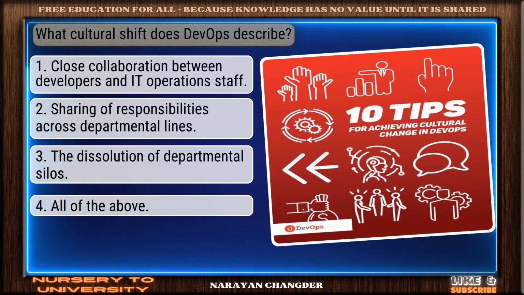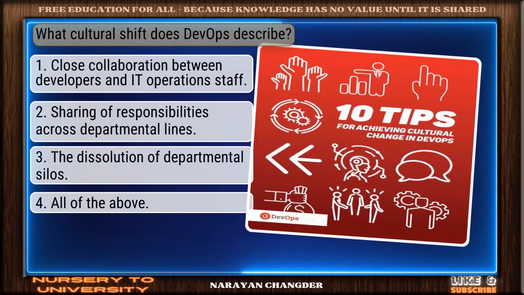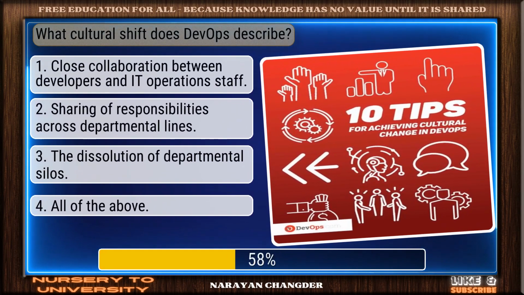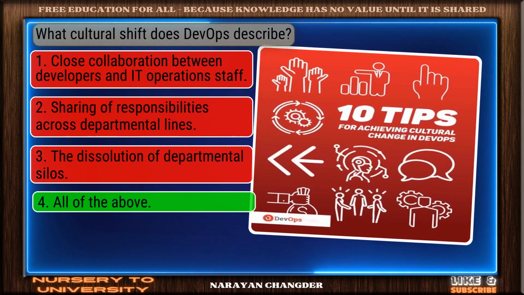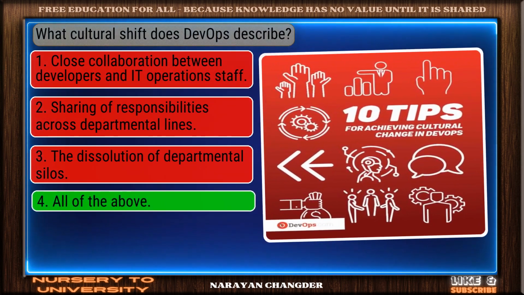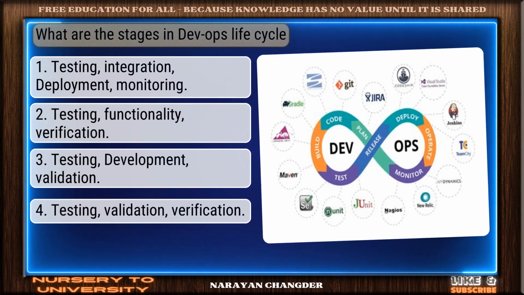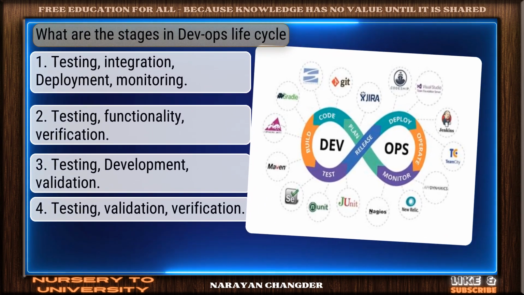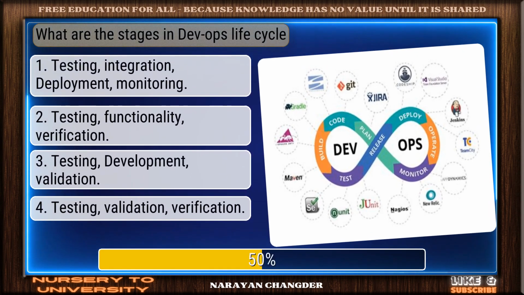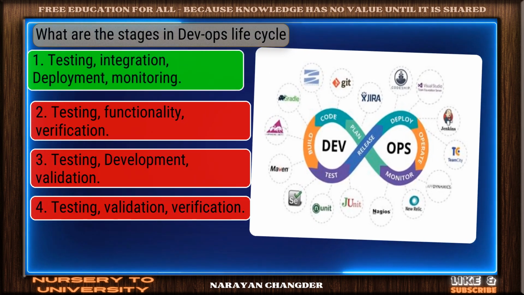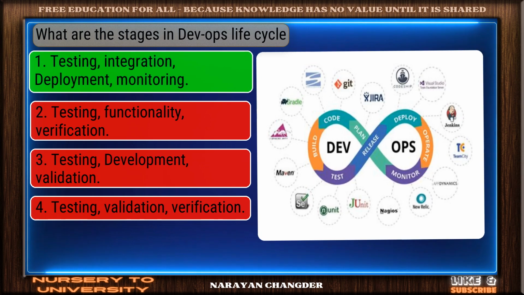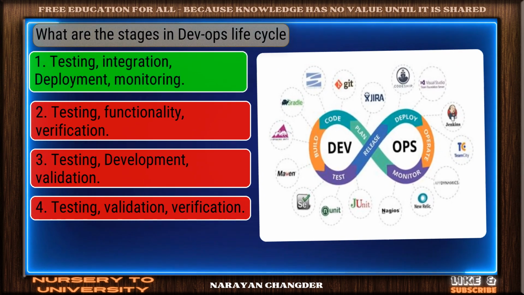Question number 1. What cultural shift does DevOps describe? Good job. Your answer, all of the above, works well here. Question number 2. What are the stages in DevOps life cycle? Smart move. Testing, integration, deployment, monitoring is an accurate answer.